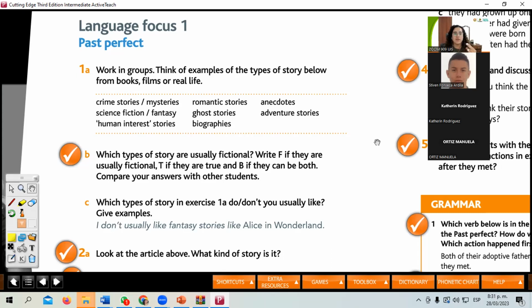Algunas historias de crimen o misterio son reales, basadas en la vida real, o de ficción. So you're going to write F for fictional, si son usualmente de ficción. T, si usualmente son verdaderas, historias reales. O B, si son ambas, ¿no? De ficción o de la vida real. Okay, I'm going to give you just a couple of minutes to complete that, and then we will check all together.